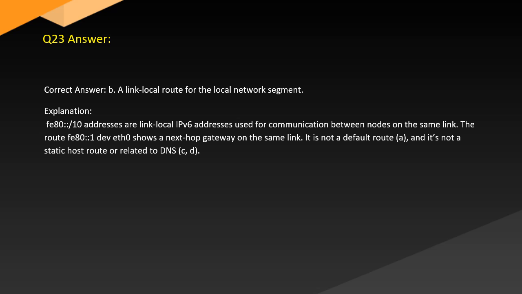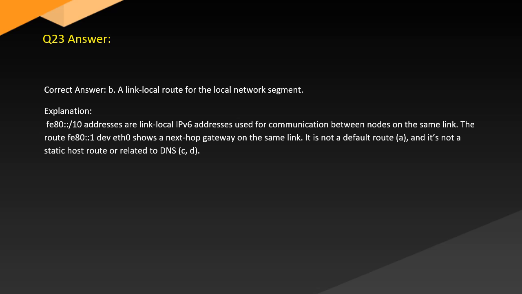Correct answer: B. A link-local route for the local network segment. Explanation: fe80::/10 addresses. A link-local IP address is used for communication between nodes on the same link. The route fe80::/64 dev eth0 shows a next hop gateway on the same link. It is not a default route, and it's not a static host route or related to DNS.